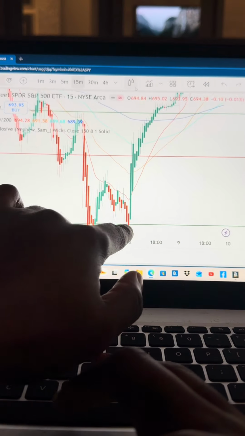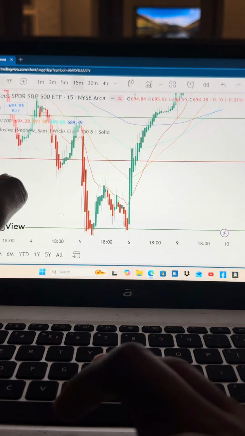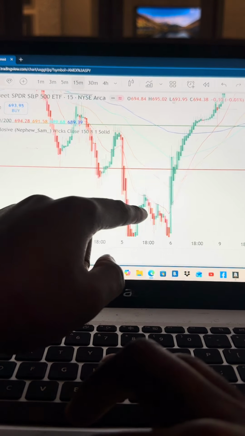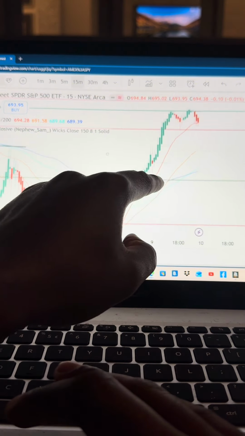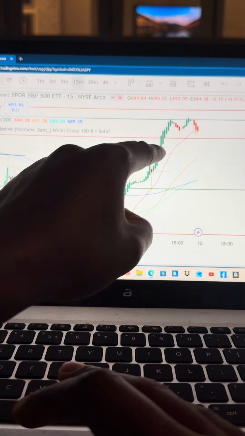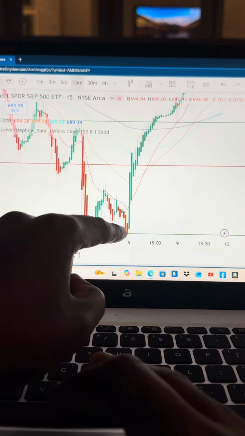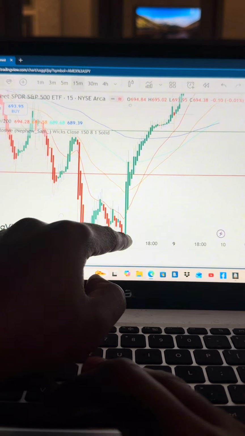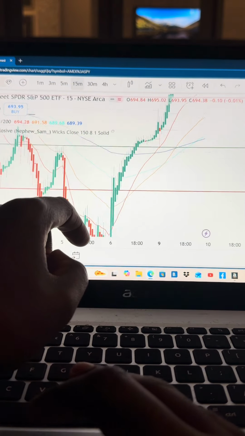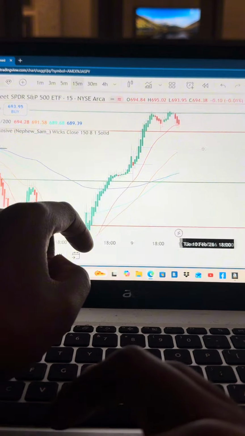Look at this. This is a lot. This is SPY, by the way. And just see, there's a lot of money to be made right here. I mean, 695 all the way, it started at what, 677. Insane. That's an insane move right there. However, let's get into it.